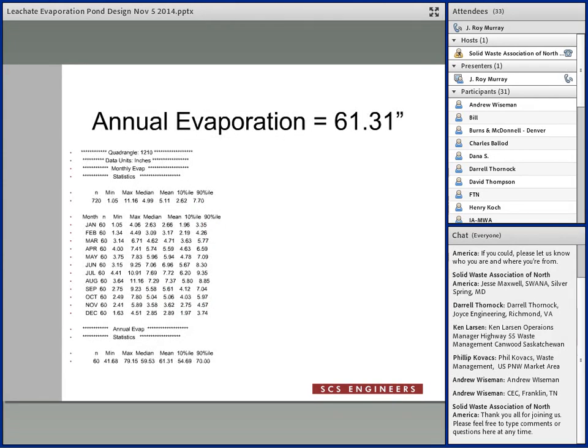So the annual evaporation, we were able to get for that quadrangle, over 60 years, and the annual evaporation was 61.31 inches, and that's in lake evaporation, which is more similar to what we expect than the pan evaporation rates if we'd use those. The pan evaporation rates around there were about 100, 105 inches, I believe.